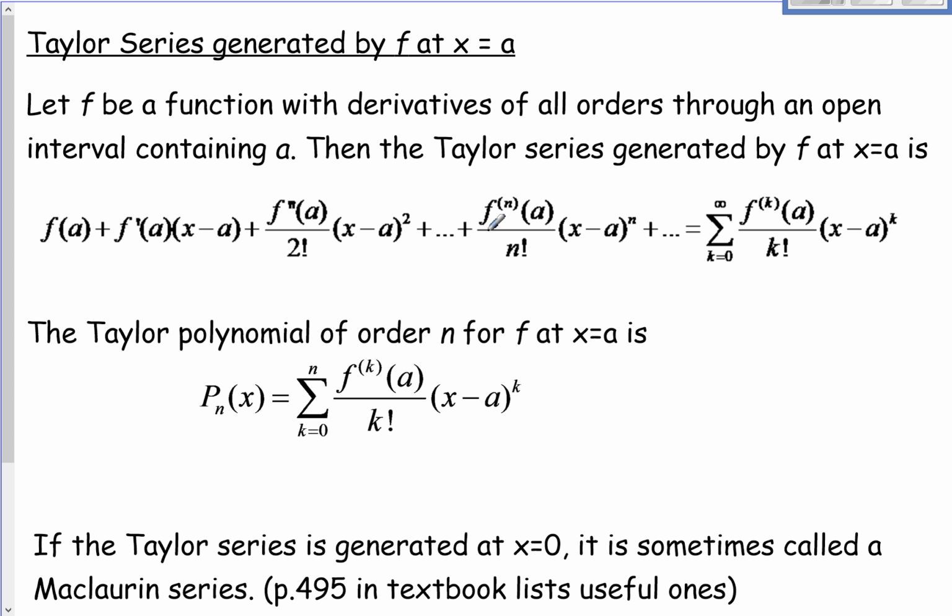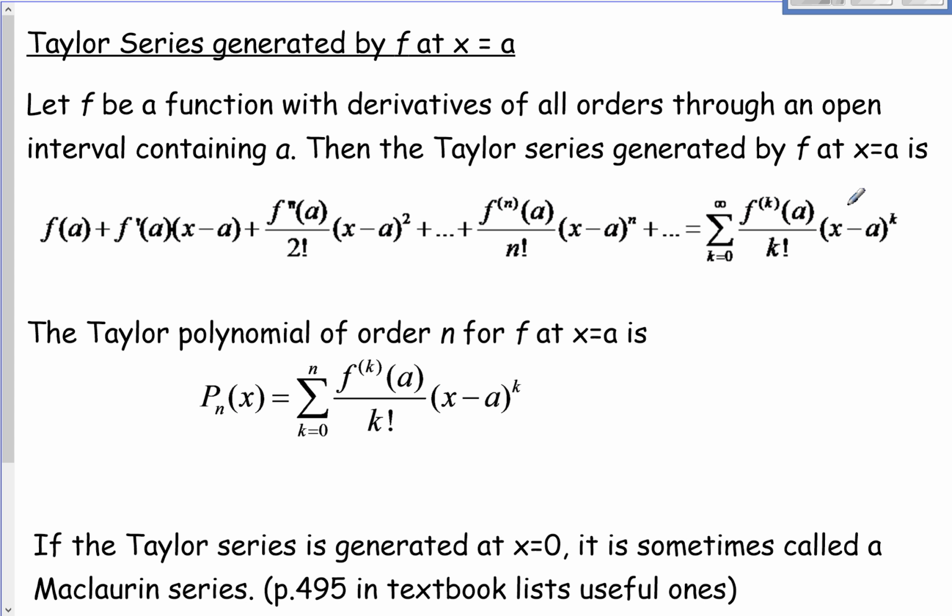And then kind of how each term is found, it's that place's derivative of the function with a plugged in, over that place's factorial, times x minus a raised to that place's power. So if I needed the 10th term, it'd be the 10th derivative at a over 10 factorial times x minus a to the 10th. And then here it is using sigma notation.